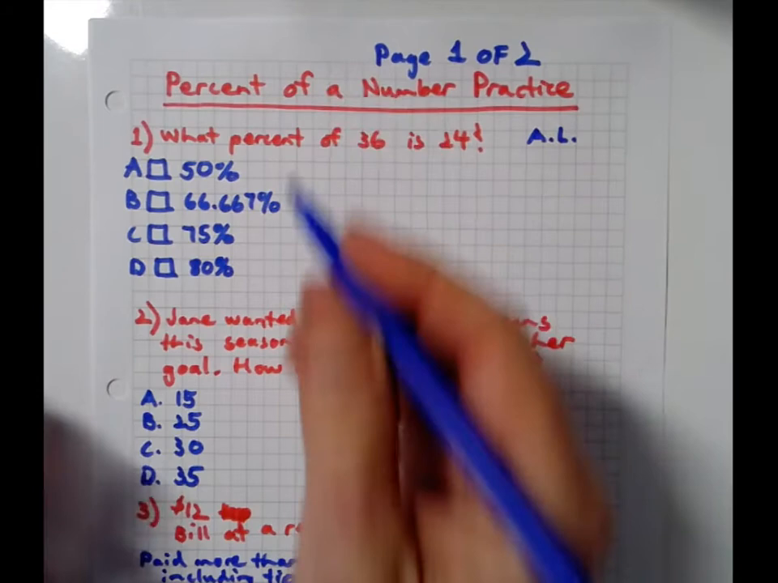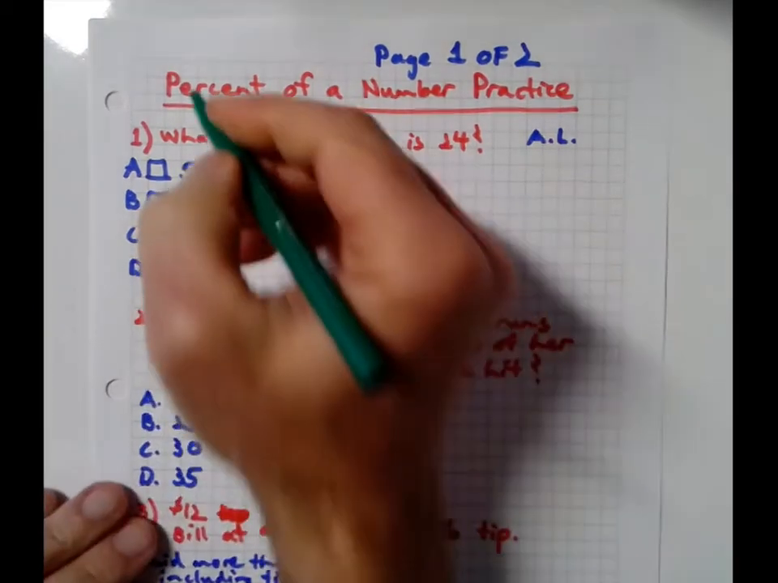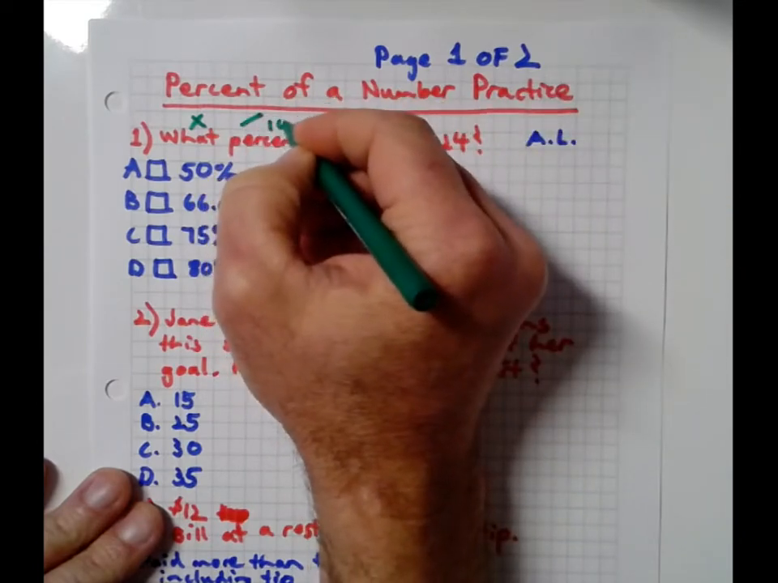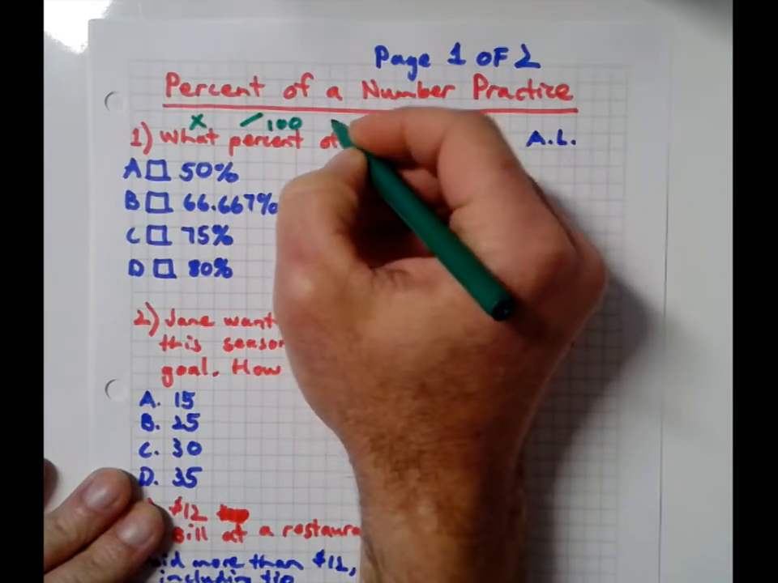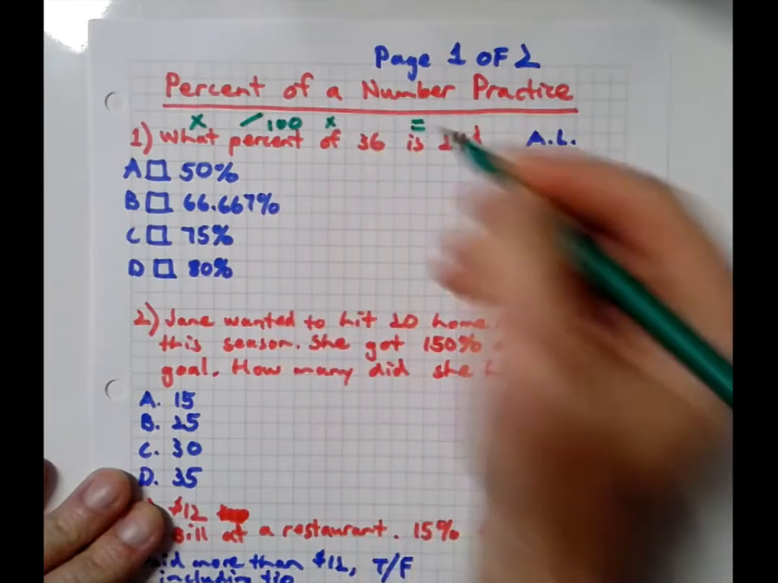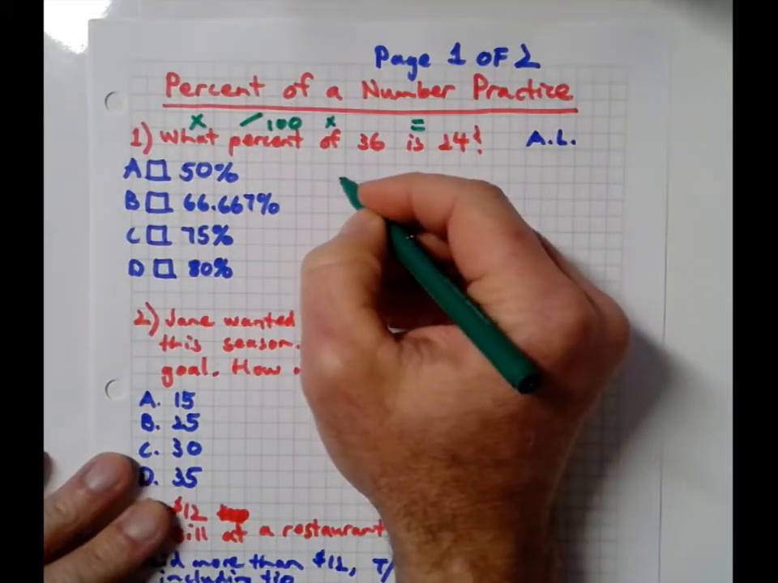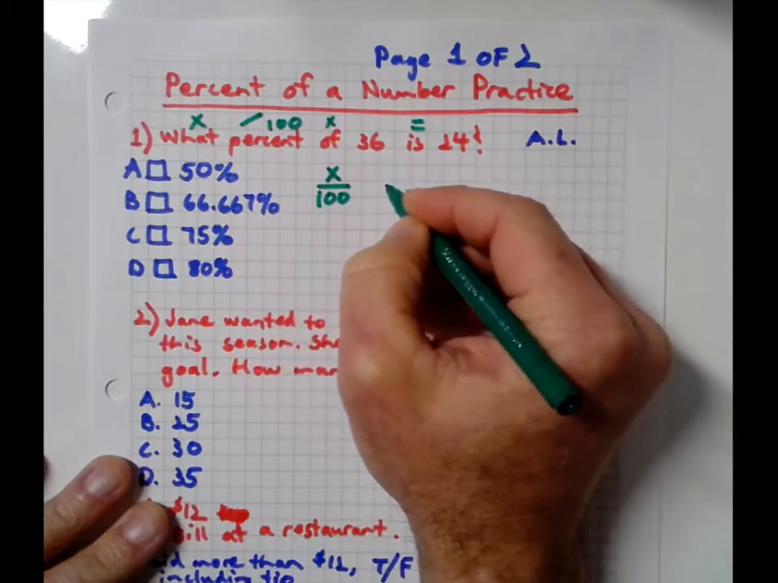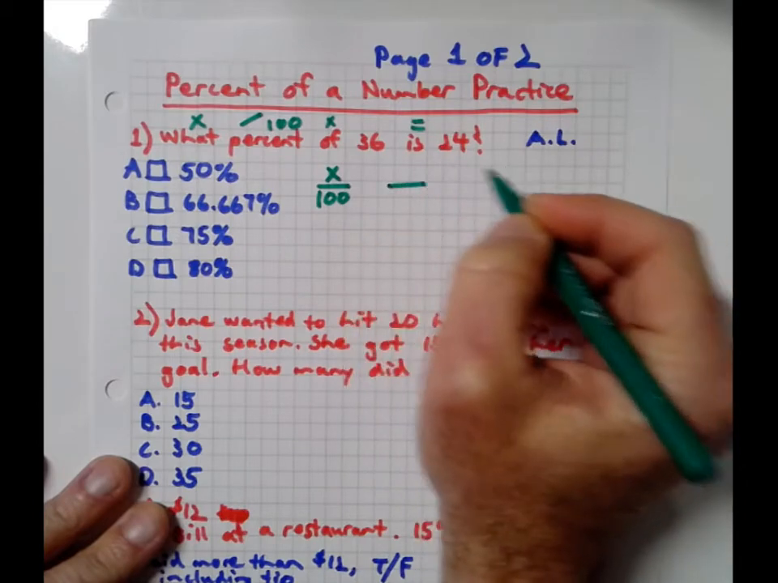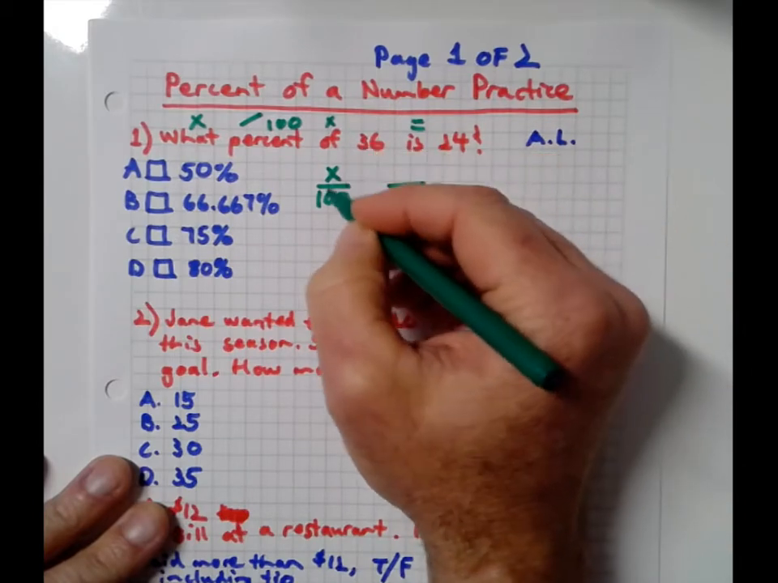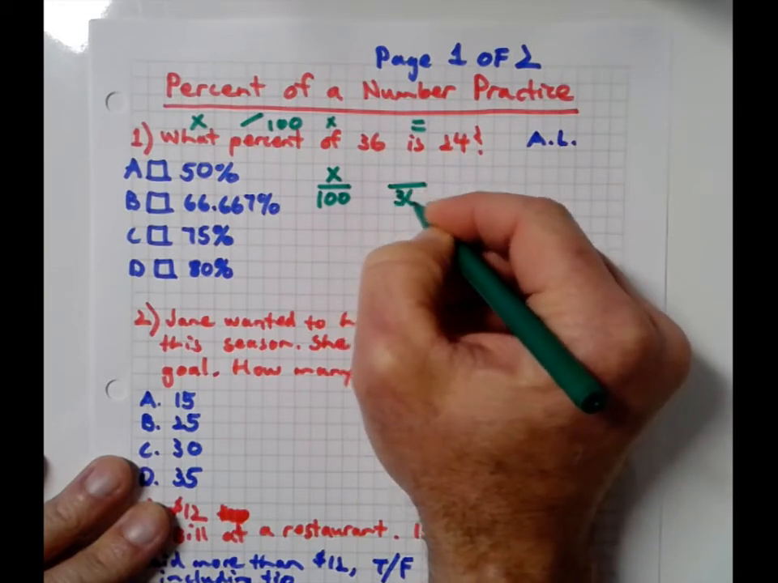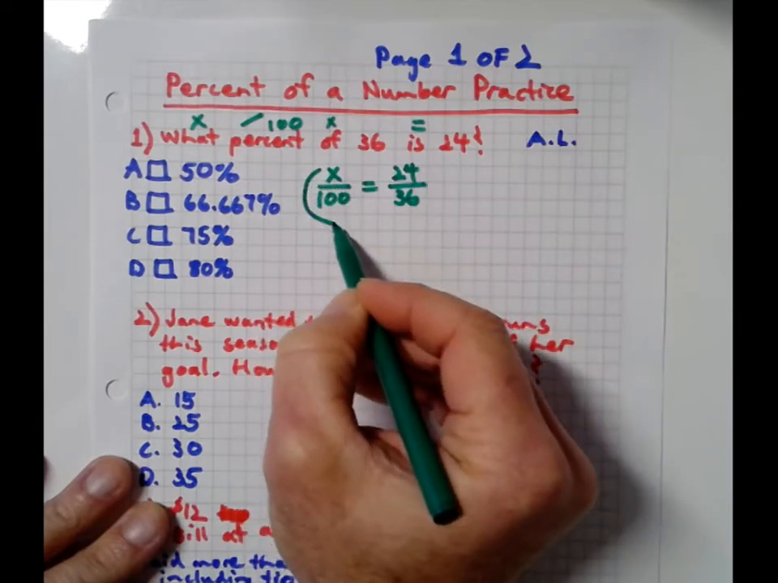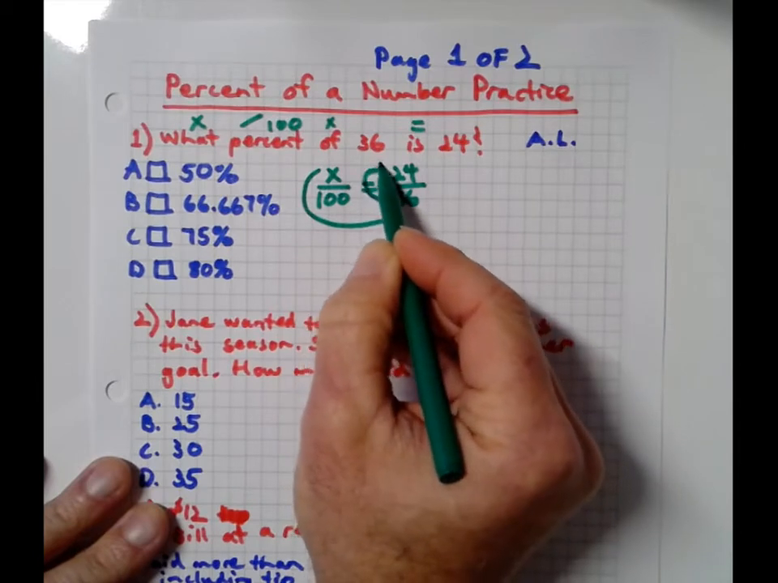As we've learned in class, the word what, that's the x. Percent is the fraction bar, and cent is the hundred. Of means we're multiplying, and is an equal sign. So I just go, what percent, and I use the fraction bar to represent the of. What percent of 36 is 24?